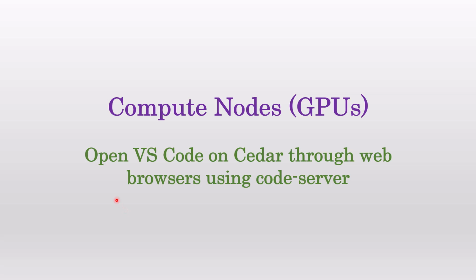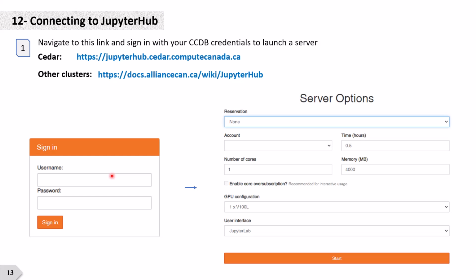Now we want to open Visual Studio Code through a web browser while connected to Cedar using Code Server. This allows accessing a remote VS Code instance without installing anything locally. This slide covers connecting to JupyterHub on Cedar first, which gives us a remote Linux environment to work in.